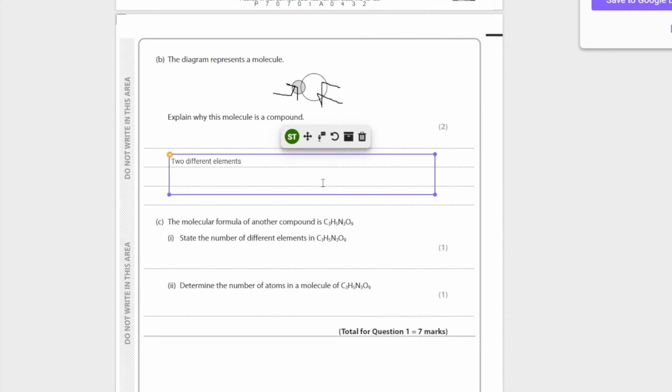So that's not it though. So we see 2 different elements that are, this is the important part, chemically bonded together. So 2 different elements that are chemically bonded together. And that's a nice way to get both marks there.